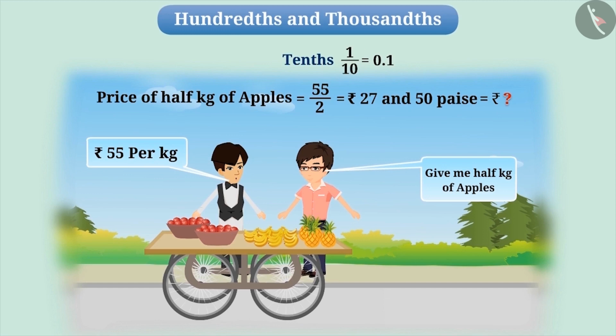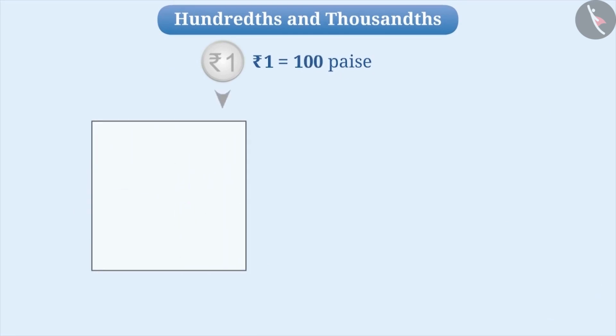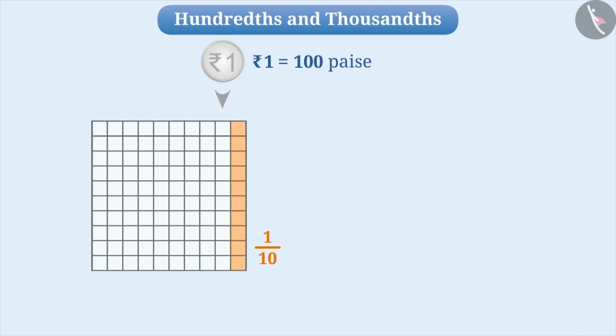Let us understand this in an interesting way. This is 1 rupee. Do you know how many paisa makes 1 rupee? 1 rupee is equal to 100 paise. Let's assume 1 whole square represents 1 rupee. If we divide the square into 10 equal parts, then each part will have 1/10. If we divide each of the tenths part into 10 equal parts, then we will get a total of 100 equal parts. Now, we can say that 1 whole square is equal to 100 parts. That means 1 rupee is equal to 100 paisa.